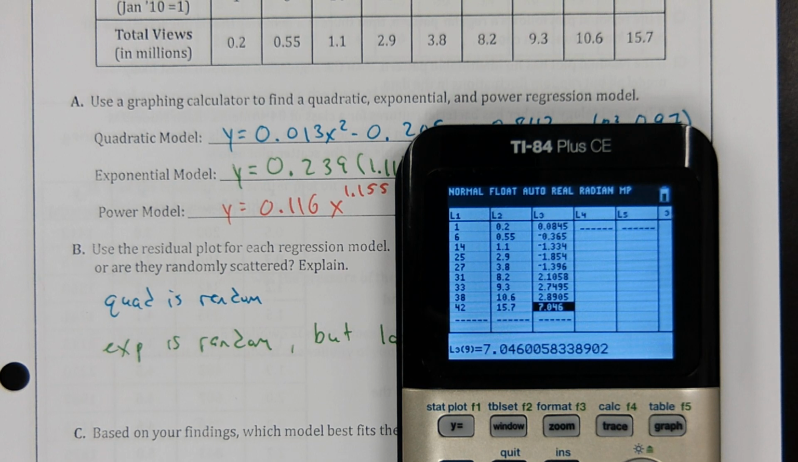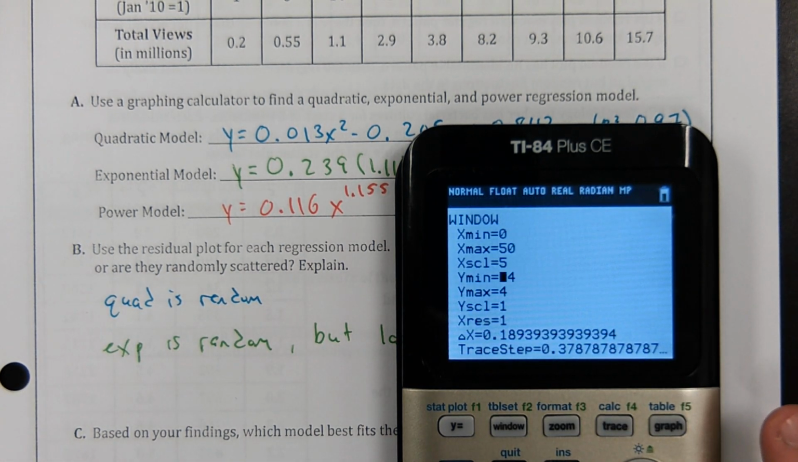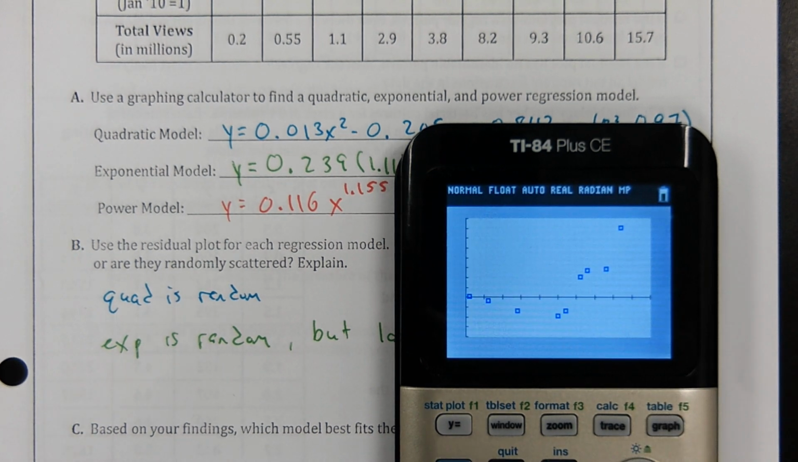I'm going to have my Y max go all the way up to like 8. I'd say that's not even random. It looks almost exponential, doesn't it? I'd say there's kind of a pattern to that.